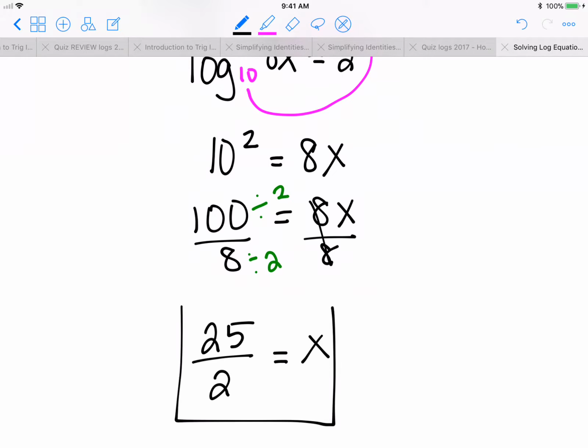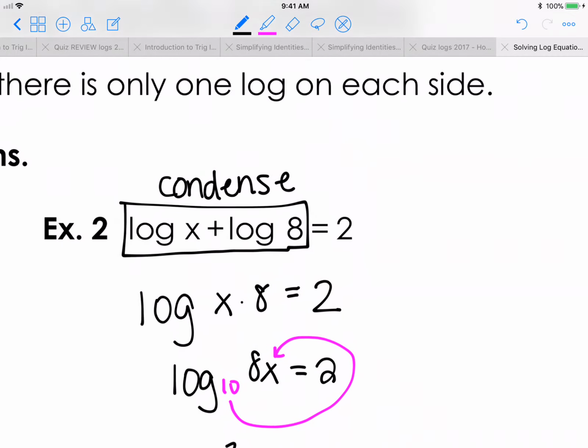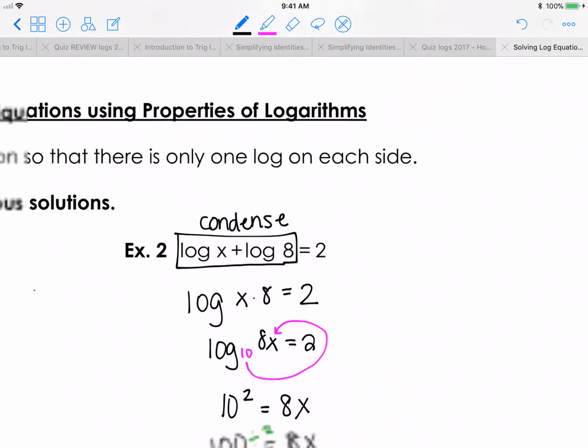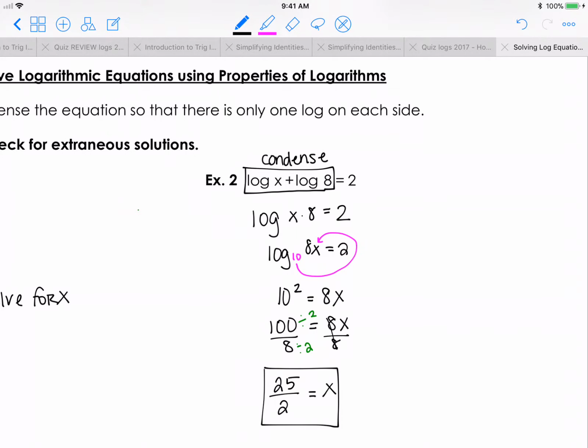Go back and check for extraneous solutions. If we put a positive number in for x, is it going to change it to a negative? Nope. So we are good with example number 2.